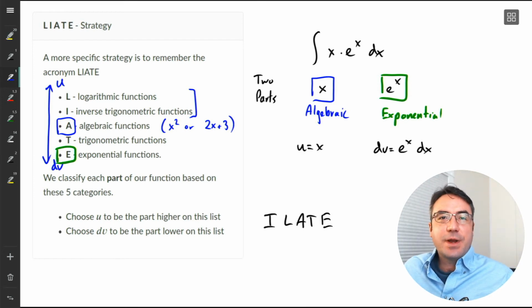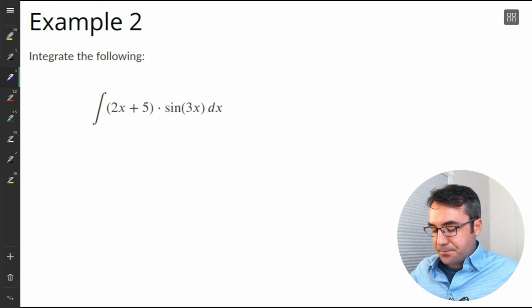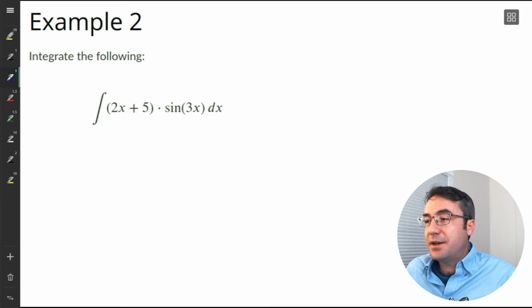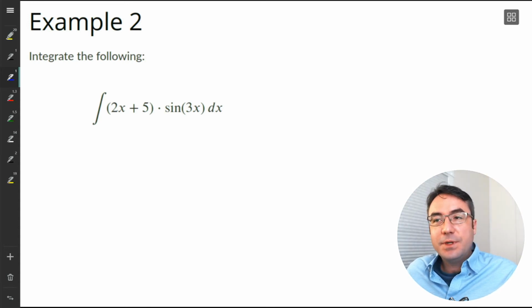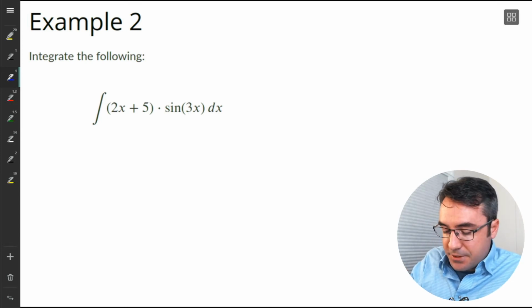All right, so that's a nice strategy, a nice way to help us remember how to pick u and dv. So let's try it out. Let's try another example where we're going to use this strategy. So let's try out example 2. We're going to integrate the function 2x plus 5 times sine of 3x, and we're going to use integration by parts. One of the tells that we want to use integration by parts is that a lot of times we see a product. We know it's related to the product rule. We see a product there right in the middle. It's 2x plus 5 times sine of 3x. So that's a sign that we might want to use integration by parts.